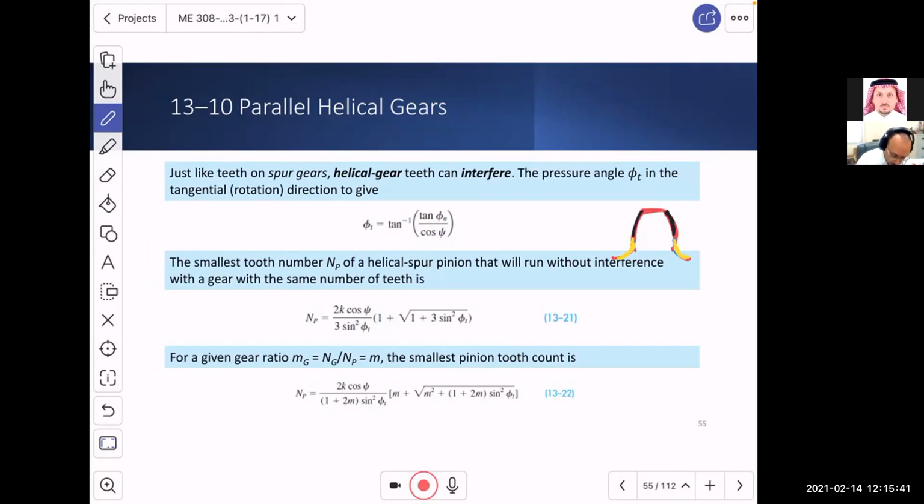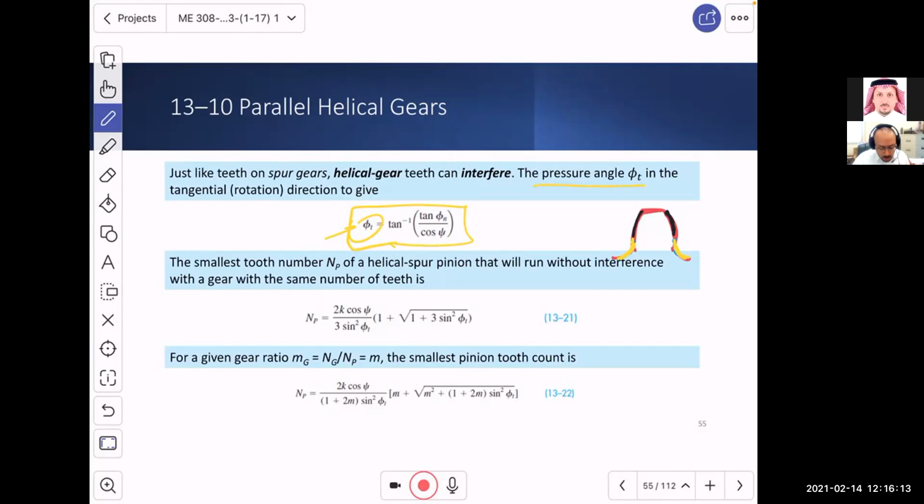And just for the sake of it, I want you to understand one thing: the pressure angle here along the tangential, or sometimes what we call the transverse direction, is given to you by this from the previous equations, and we will use this angle inside these equations that will tell us what are the minimum number of teeth for the pinion, for the gear, in order to avoid interference.